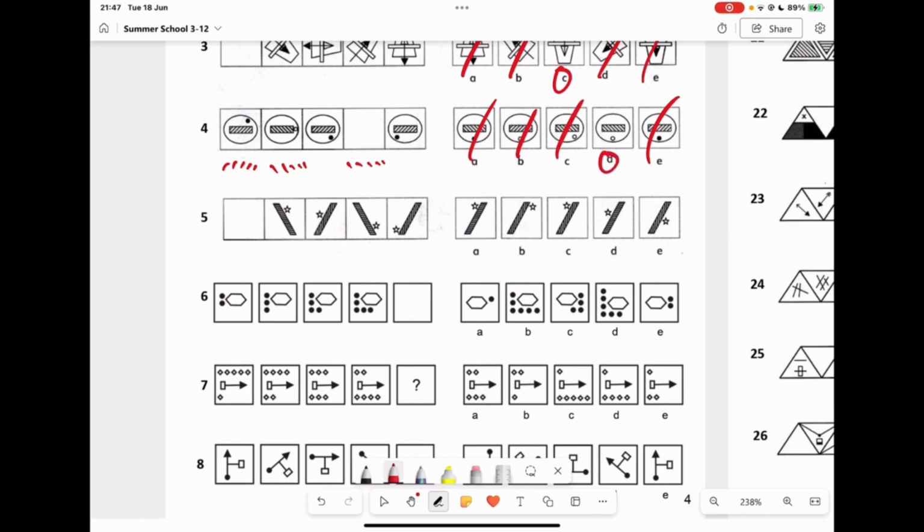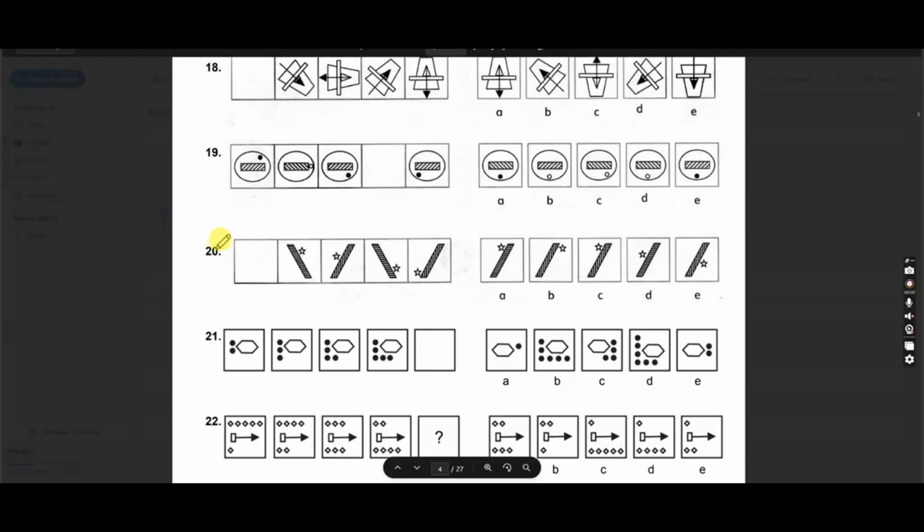Okay, now we're going to move on to what would have been question 5 on the video that you were looking at, but it's actually question 20 on your booklet. We're just going to go through it now.